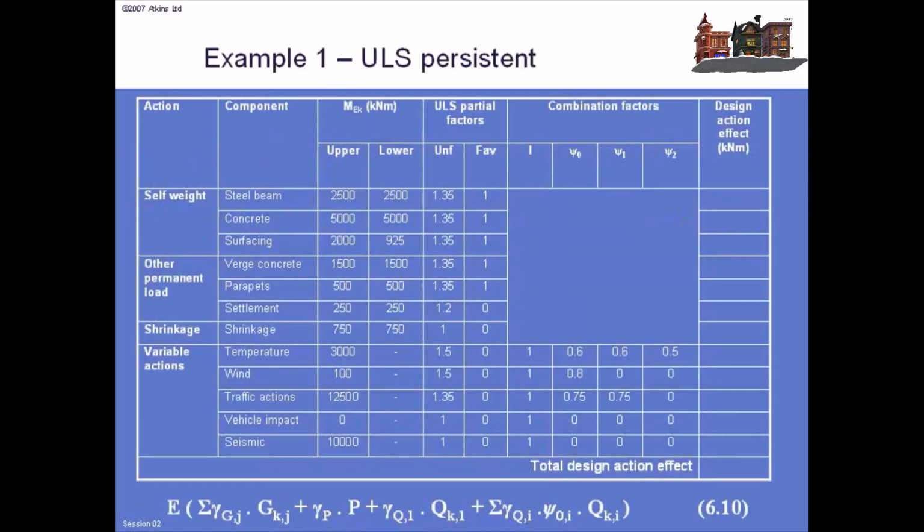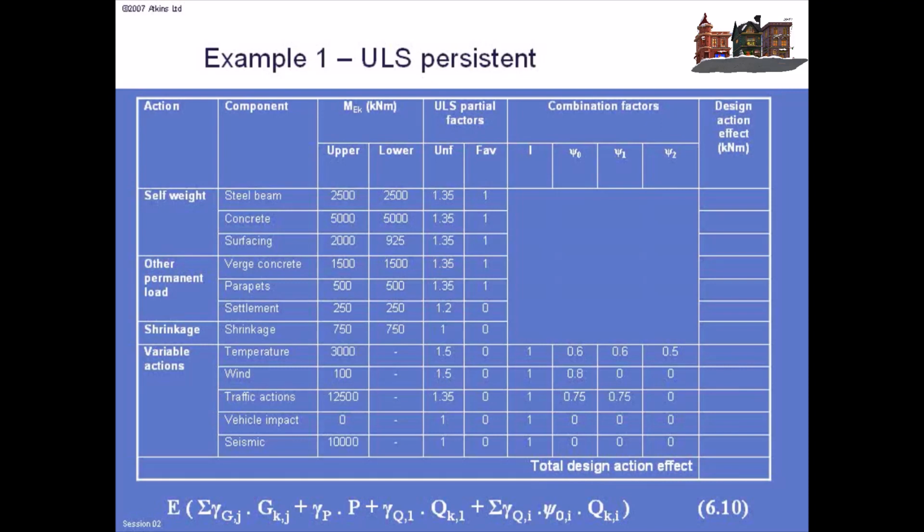So what we've started with here: basically an engineer has first of all had to work out all of the different types of action on the structure in the same way as we would do now. So under self-weight, we've got things like the steel self-weight, the concrete, the surfacing, and other permanent loads like the verge, the parapets and the settlement. Shrinkage is in there as well as a permanent load. And then we have the variable actions, which are temperature, wind, traffic, vehicle impact, and seismic as well.